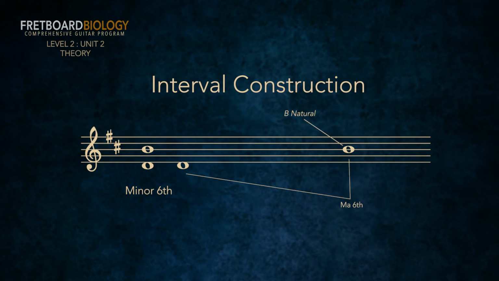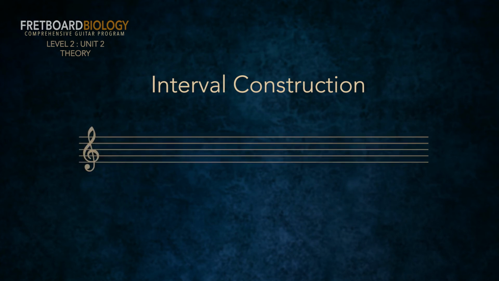But we want a minor sixth, so if we lower the B by a half step by applying a flat, the desired minor sixth is our result. Therefore, B flat is our answer. B flat is a minor sixth above D. Let's do another one. 1, here's an A flat, and we want to build a major seventh above it. And what's the key signature for A flat? Well, it's 4 flats, B flat, E flat, A flat, and D flat.